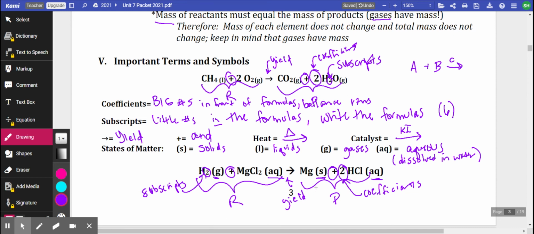All right, so that is it for just understanding what chemical reactions are and how to write chemical equations.